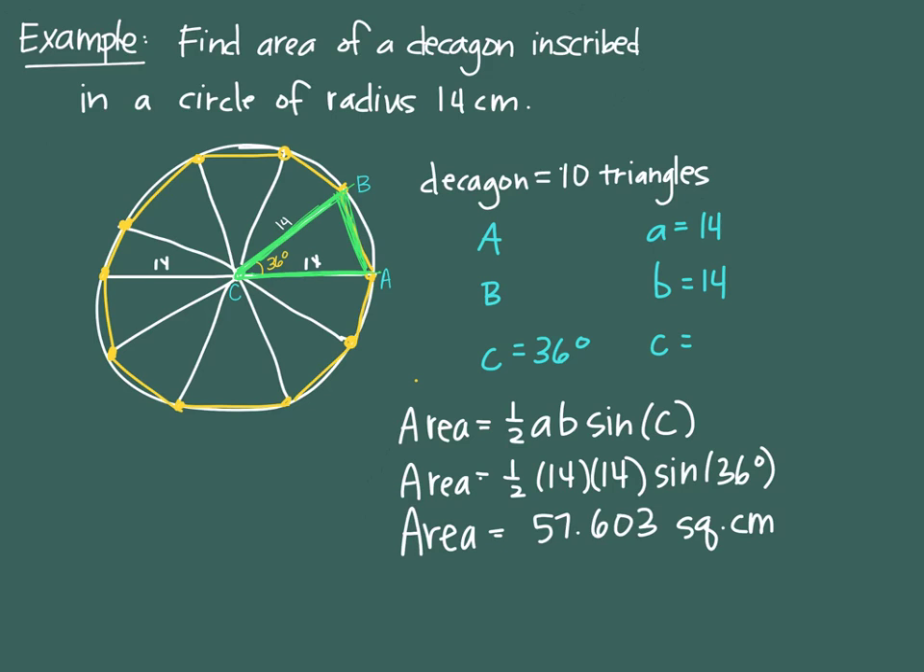Yeah. Oh, we haven't multiplied by 10 yet. Yes, thank you. That's the area of a triangle. So the decagon would be that multiplied by 10. So 576.03 square centimeters. Thanks.